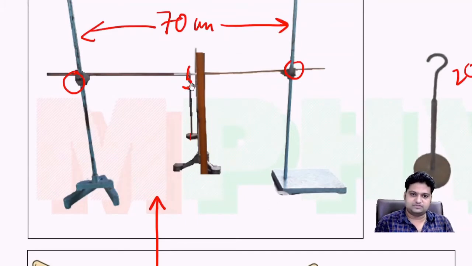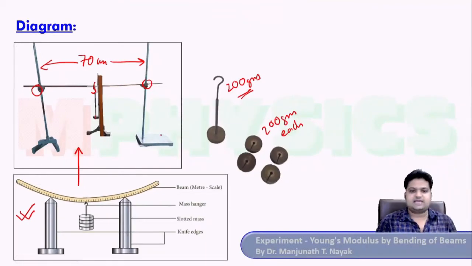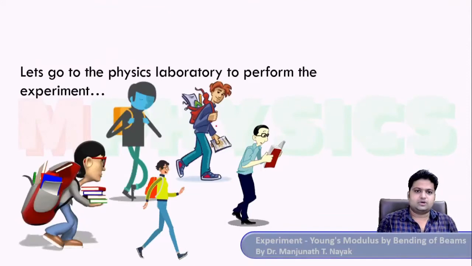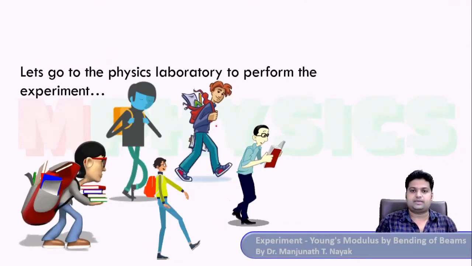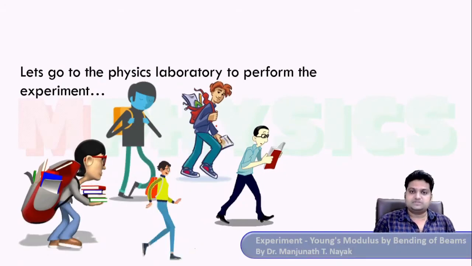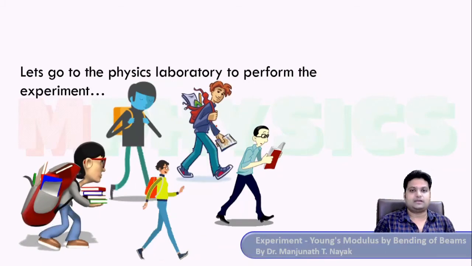So instead of this ruler, we actually have a microscope focused here, which finds the bending of the beam very accurately. This ruler is just to avoid the traveling microscope for now. All right, so that's the experimental setup. These are the weights that we are going to use. Nothing much. We can straight away go to the laboratory and see how we can do the experiments. Let's perform this experiment and come back to do the calculations.